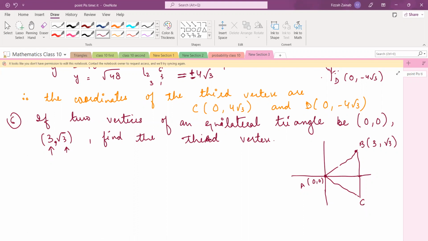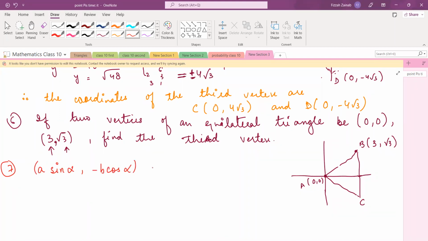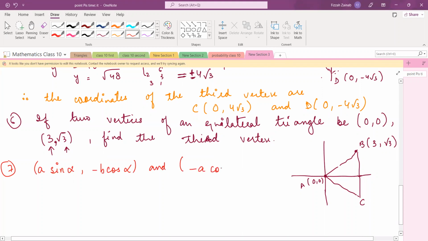Let us do one more question. So this is your homework. 7th. Find the distance between the following pair of points. So I'm just giving you some points: (A sin alpha, minus B cos alpha) and (minus A cos alpha, B sin alpha). Now find it out.